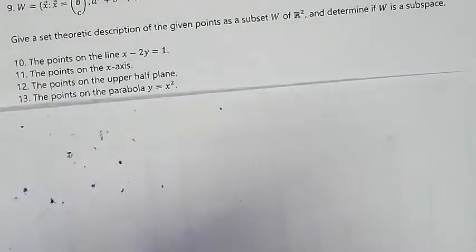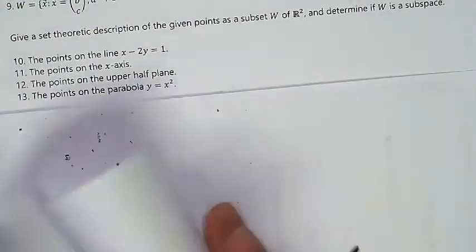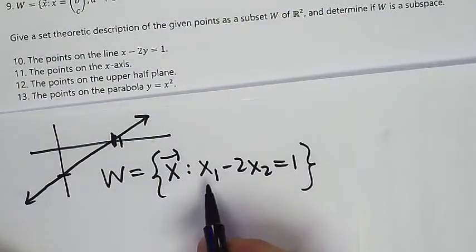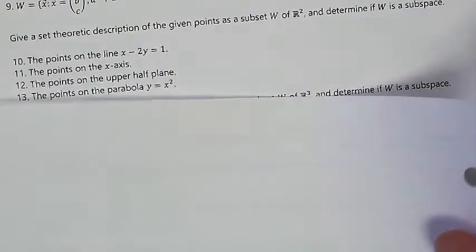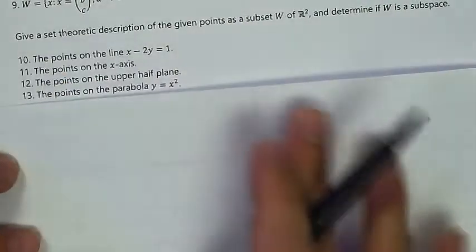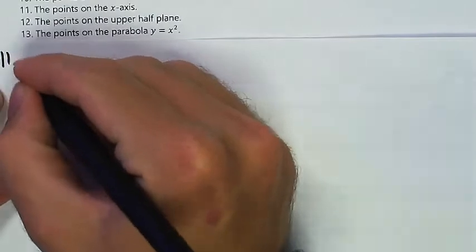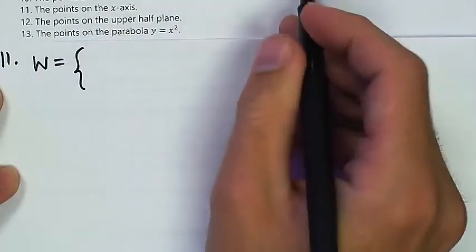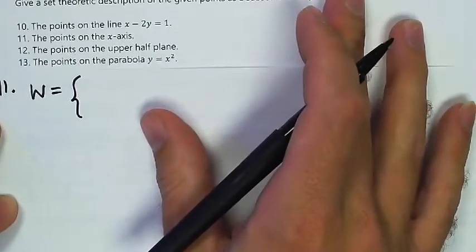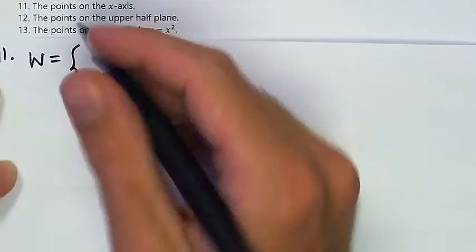That's number 10. Number 11, the points on the x-axis. Oh, and yes, the previous one is not a subspace because it does not contain the 0 vector. 0 minus 0 is not equal to 1, not a subspace. Okay, let me shift this over here. All right, the points on the x-axis. It's implied to be R2 up here. I didn't read that, I guess.